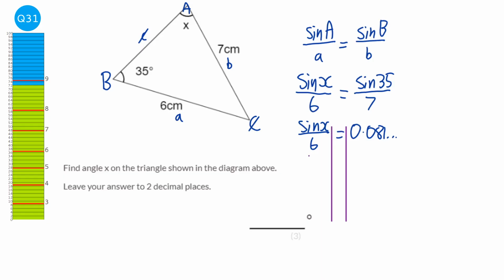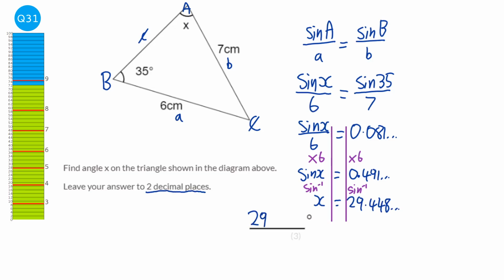And then we're going to be solving this. And the first thing we're going to do is times by 6 both sides. So we get sine x is equal to 0.491, blah, blah, blah. And then we're going to inverse sine both sides. And so we have x equals 29.448, blah, blah, blah. And our answer wants to be rounded to 2 decimal places. So we're going to put our answer as 29.45 degrees.